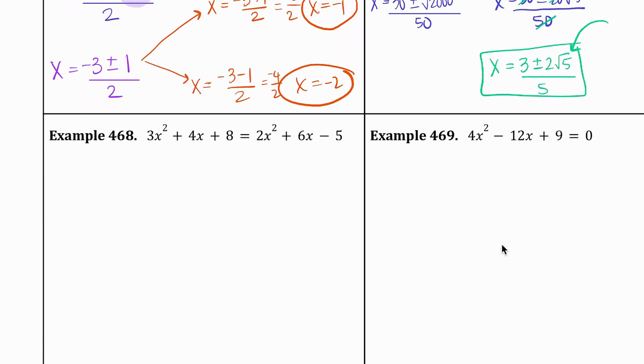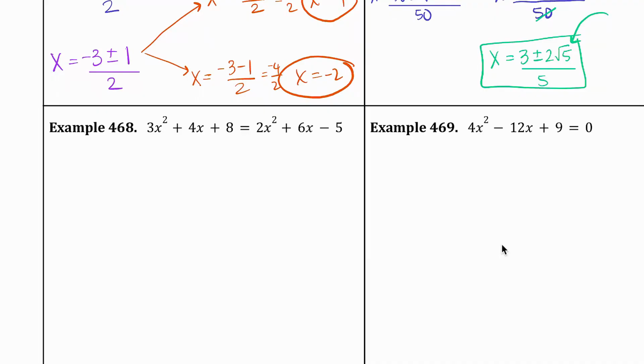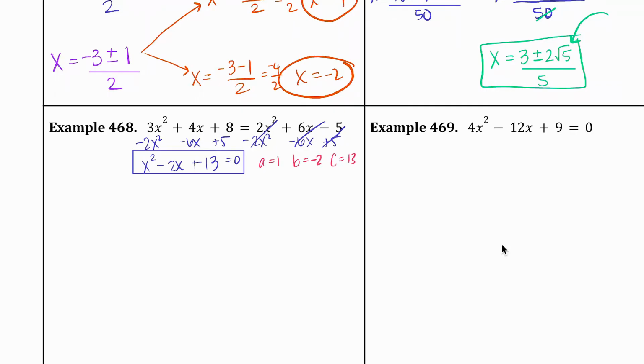Okay, a few more examples here. For 468, I want to move everything to one side first. So I'm going to move my x squareds with my x squareds, my x's with my x's, my numbers with my numbers. When I do that, I get x squared minus 2x plus 13 equals 0. So now here's the quadratic we're working with. My a is 1, b is negative 2, c is 13.